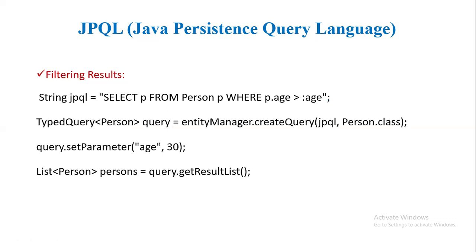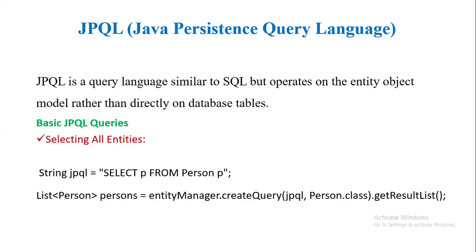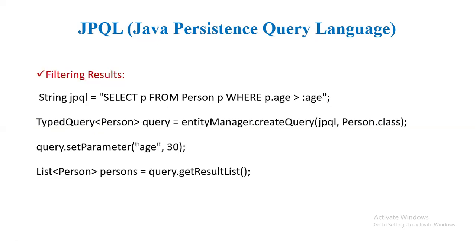Next, let's see how we filter the results. In the previous query, we saw that it retrieves all the fields from the given entity. For example, from Person, it retrieves all the data, all the fields. But if you want to filter, we have to assign the condition values with a where clause. Here the string object jpql contains "select p from Person p where p.age > :age". Here the value has not been given, so it has a variable called :age.